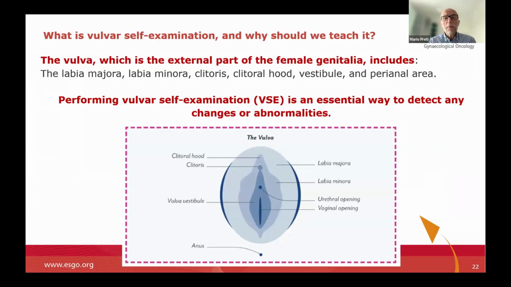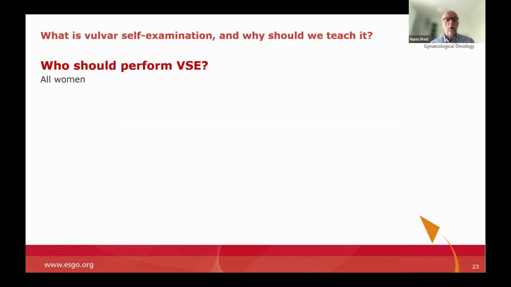How to perform the vulvar self-examination? First of all, explain how the vulva is made, because most women don't know: the labia majora, minor, the clitoris, the clitoral hood. We have just seen from Andrea's pictures that some cases of lichen sclerosus can be diagnosed earlier, reducing the risk of HPV-independent pre-invasive and invasive lesions. And performing vulvar self-examination is the essential way to detect any change or abnormality.